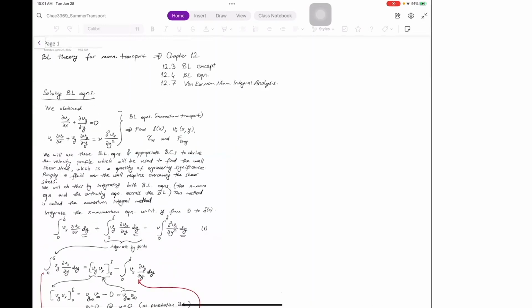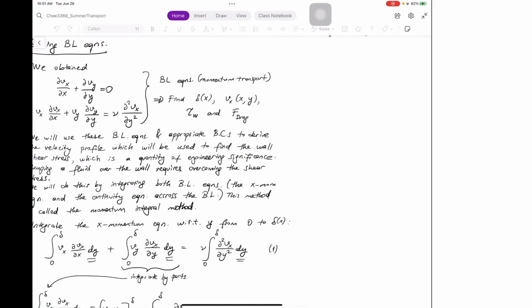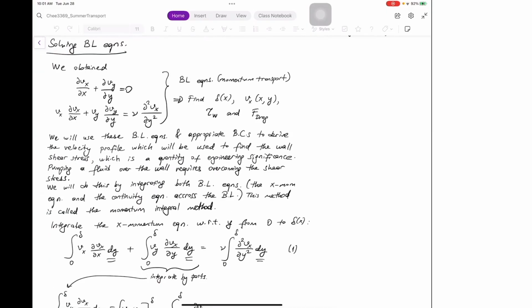We said that we had gotten the governing differential equations with the boundary conditions for the momentum transport. And we said that we can solve those equations to find the boundary layer thickness, velocity profile, and the drag force and the shear rate, right? And we actually follow the procedure called von Karman integral method.